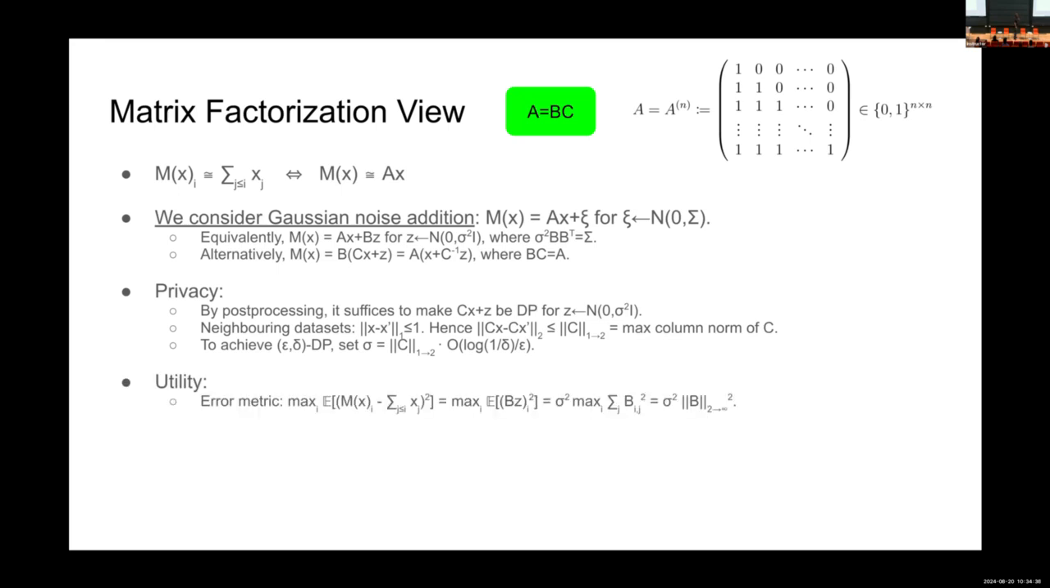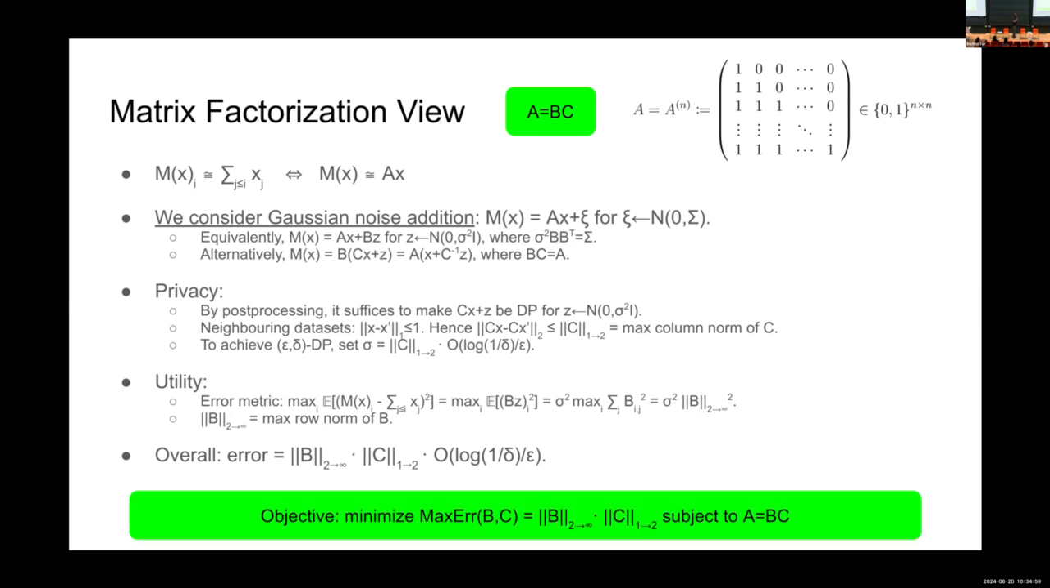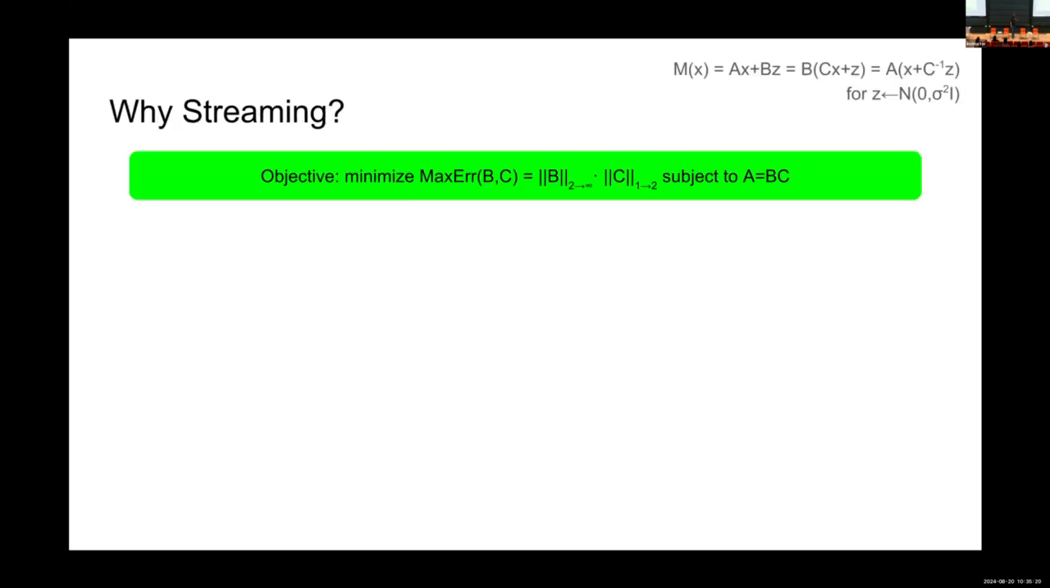On the utility front, our error metric ends up just giving you the maximum row norm of B times the scale of the independent noise. So overall, our error is going to scale with the maximum row norm of B times the maximum column norm of C and our privacy parameters. So basically, we boil it down to this optimization problem. We're trying to minimize the maximum row norm of B times the maximum column norm of C, subject to the constraint that B times C is equal to this A matrix that gives us the prefix sums. Okay, so that's the general view.